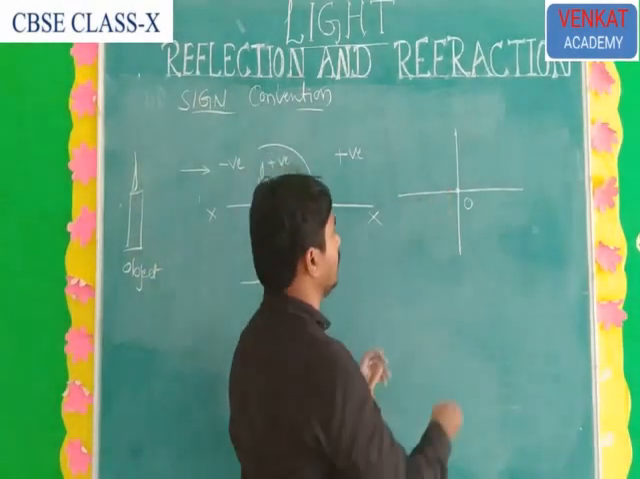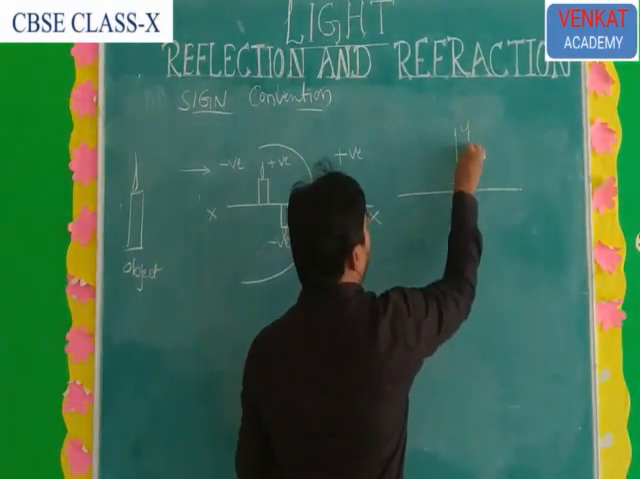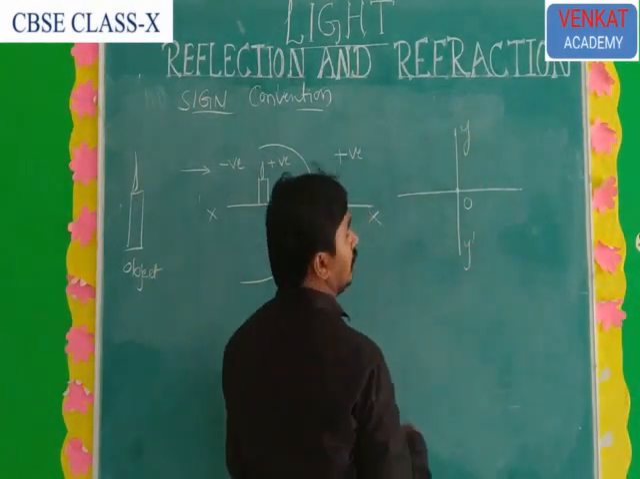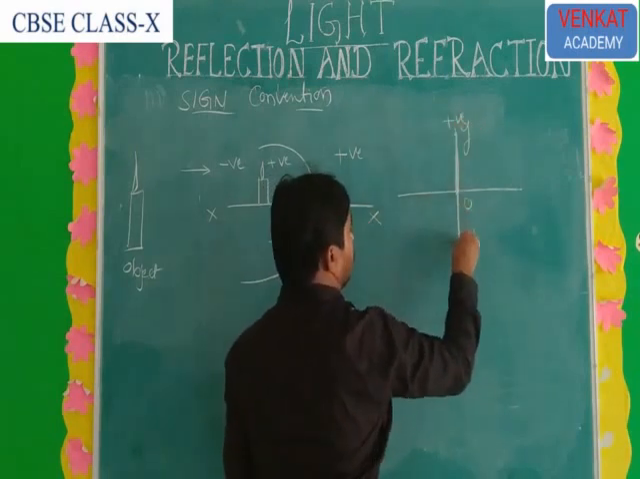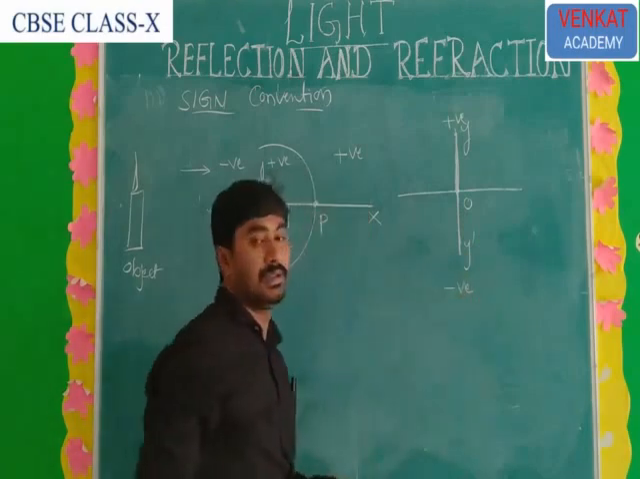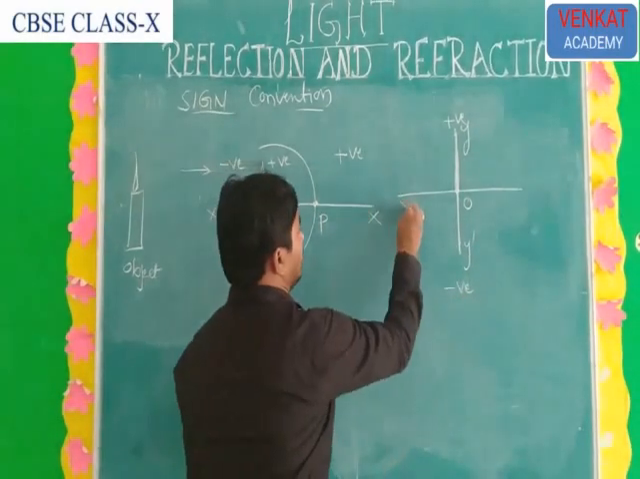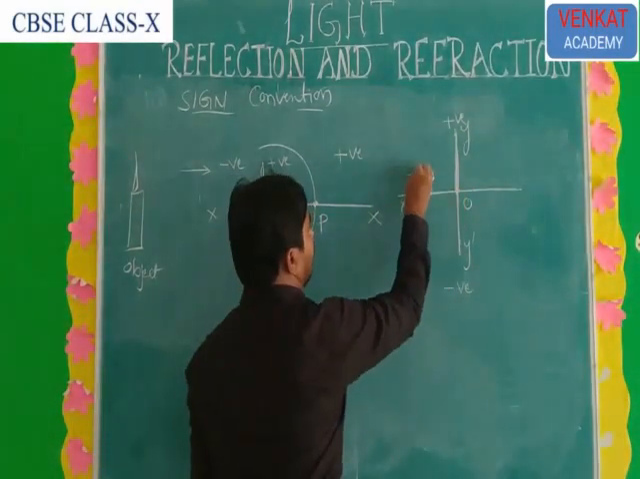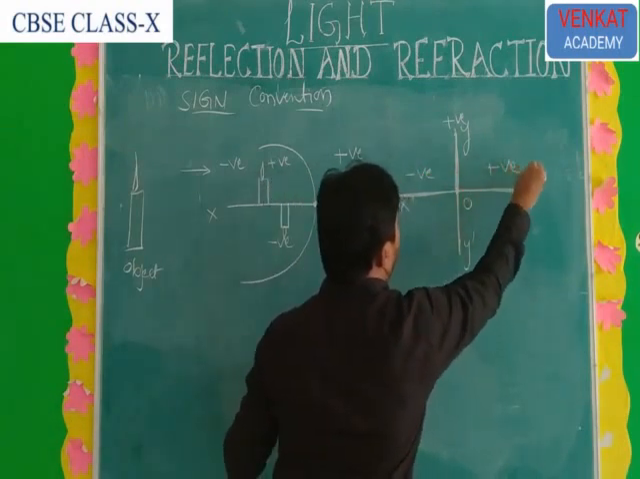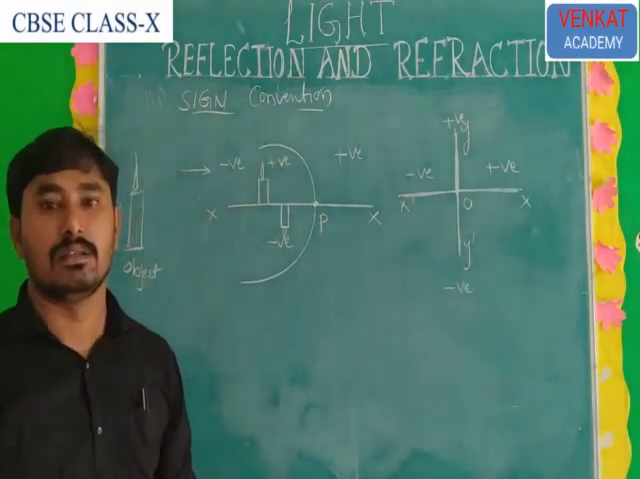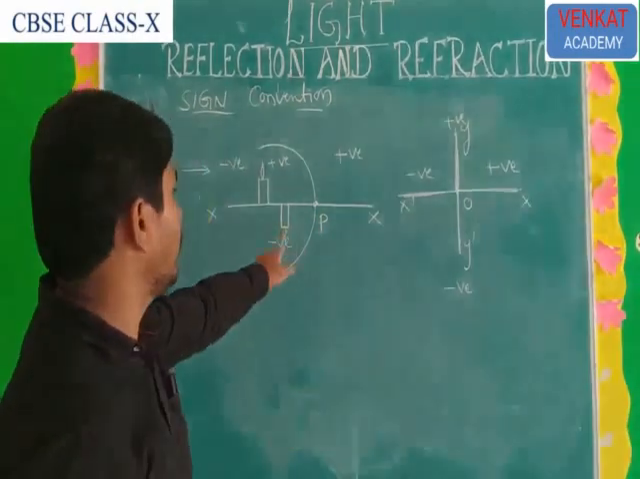Simply observe here, this is Y and Y dash. OY is the value you take as positive, and this value is taken as negative. Also OX dash, all these values are taken as negative. This is OX, all these values should be taken positive. Understand, students? This is a very important sign condition.